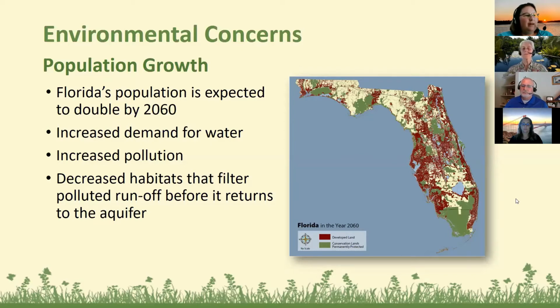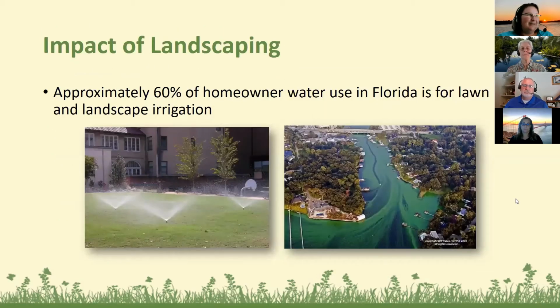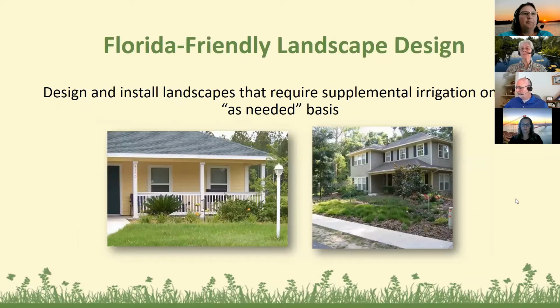This is what we're anticipated in the year 2060 to look like. The red is developed land. So you can see that we're really anticipating a lot of growth here, a lot more people coming in, a lot more irrigation systems and landscapes. The statistic is about 60% of a homeowner's water use is used for their lawn and landscape, primarily for irrigation. And that's true of people that have those automatic irrigation systems that run by the clock.